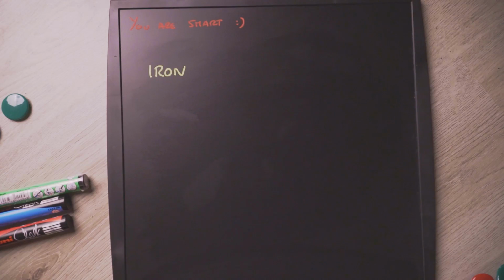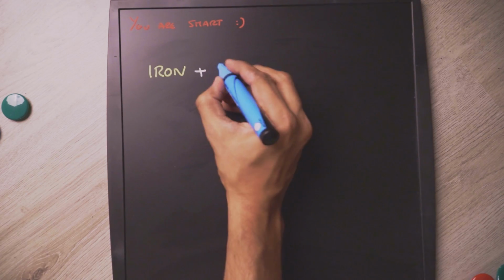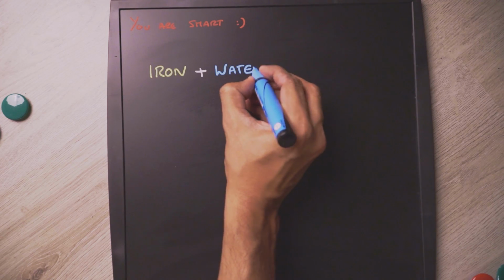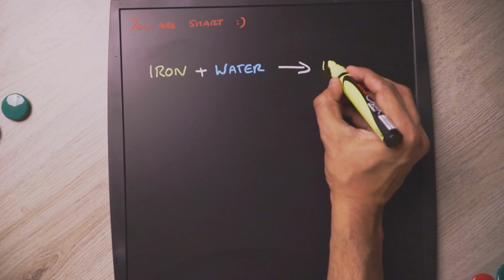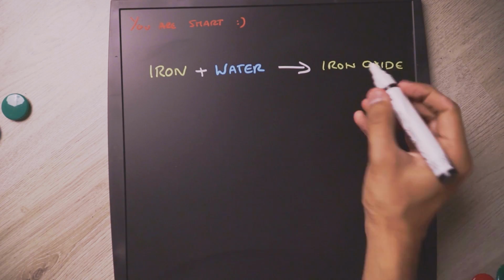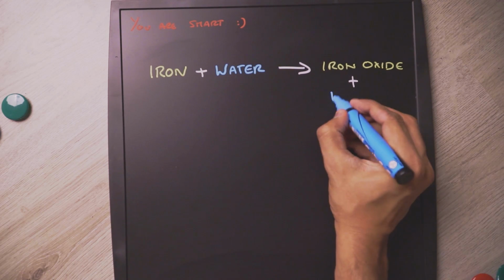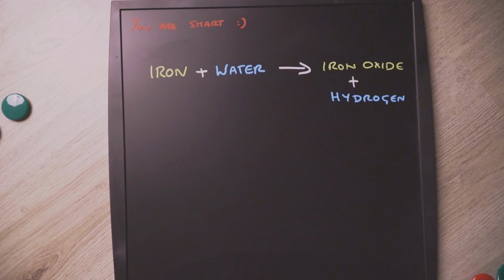Alright, now let's take a look at another equation and see if it is balanced or not. And if it's not balanced, we'll go ahead and balance it. Okay, iron combines with water to produce iron oxide and hydrogen. Okay, that's your word equation.